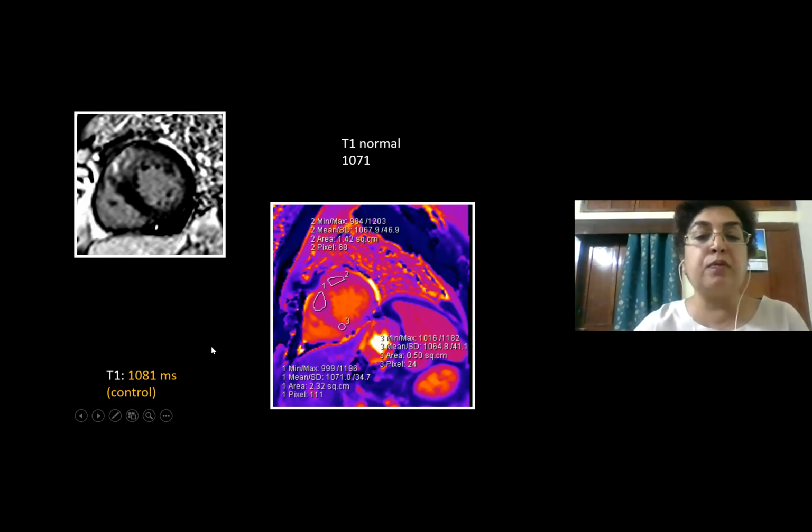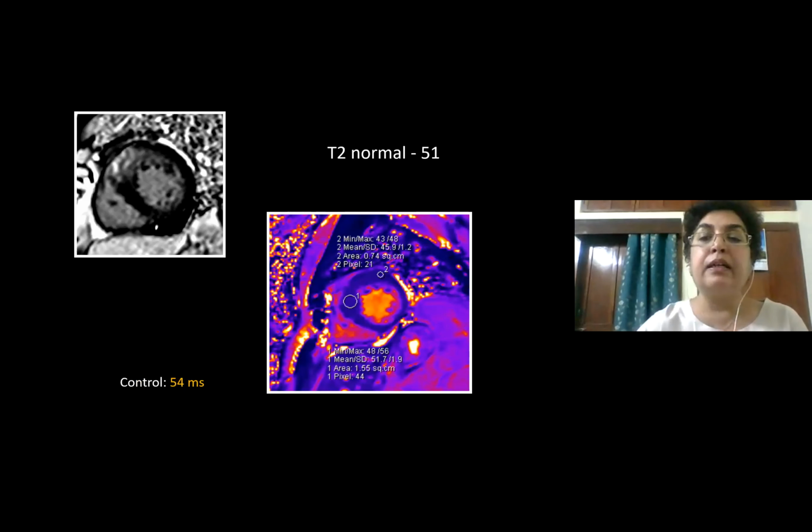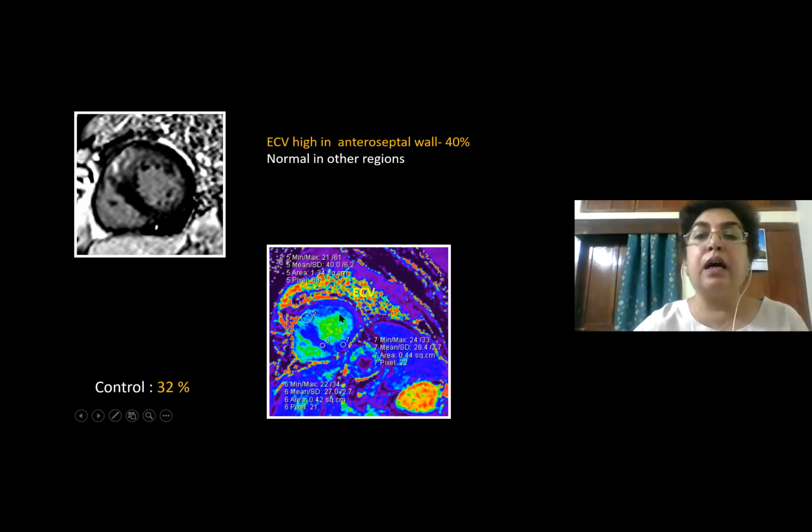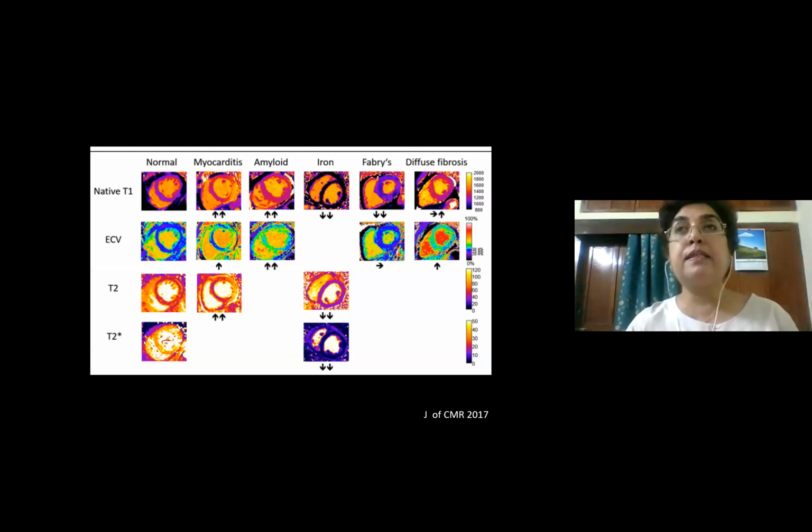The T1 is always compared with the control value, and this control has to be established in every center because it varies from machine to machine. The T2 value was also normal. However, the ECV was elevated. It was 40% and control was 32%. So in our study, in this particular case, the ECV was elevated, but the T1 was within normal values.